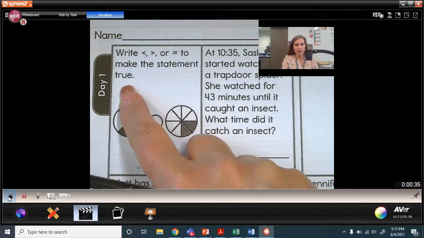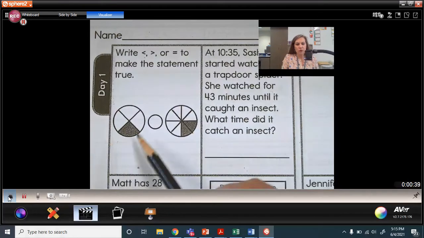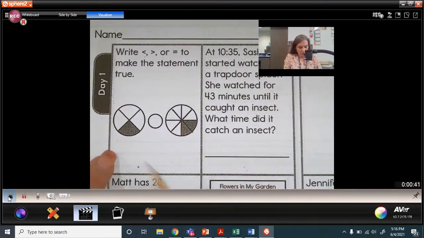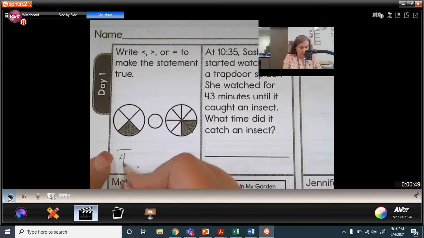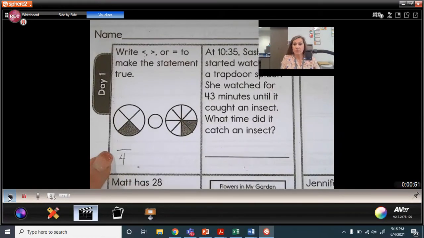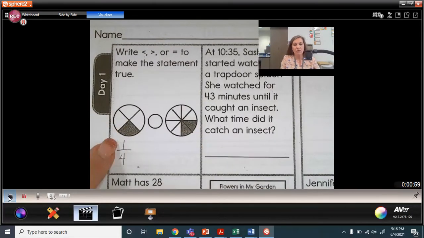Okay, so I'm looking at my first whole circle here, and I notice that this circle is broken up into 4 equal parts. Now that tells me my denominator is fourths. And I'm looking at my shaded parts, right? I notice that I have one of those parts shaded, so that is my numerator. So I have 1/4 of the whole circle shaded in here.